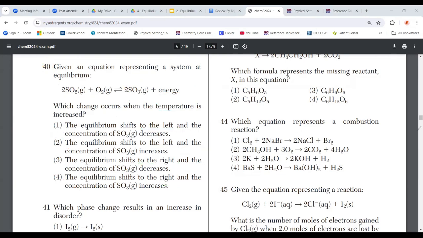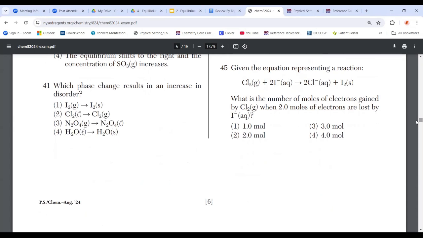All right, we are almost done. Sorry, you guys, I know these take a long time, but I am going to index the video so you could do different questions. Which phase change results in an increase in disorder? This actually is an easy question because we just went over entropy and disorder, right? You want a phase change that goes from a more ordered state to a less ordered state. We want an increase in disorder. So just be careful that you don't misread the question.